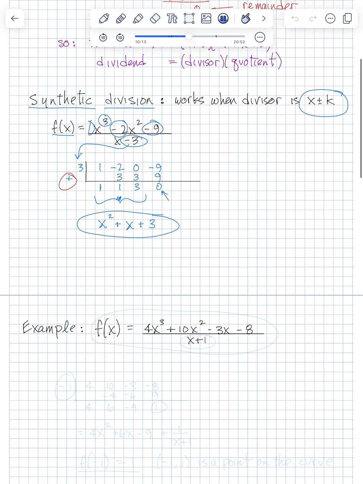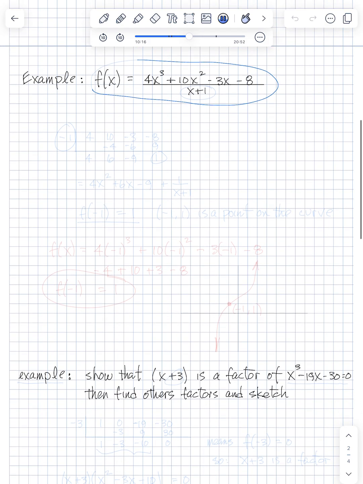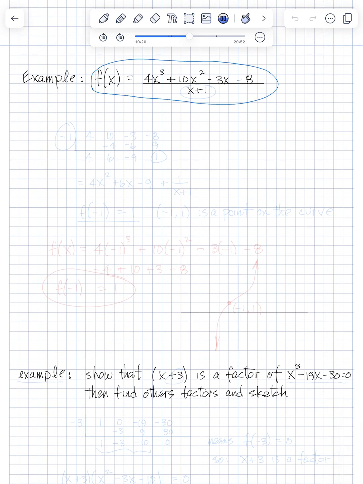Okay, the next example, f of x is 4x cubed plus 10x squared minus 3x minus 8 divided by x plus 1. So I want to do this since it didn't say to do it by long division, and we have an x plus 1 as a divisor. Well, we're just going to do it synthetically. So the first thing is draw your divisor line or whatever you want to call it. This is an x plus 1, so we're going to have a negative 1 here. Now we're going to write the coefficients. 4, 10, minus 3, and minus 8. There's no placeholders in this one.